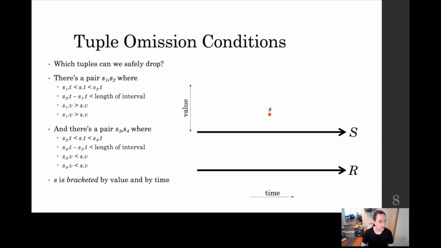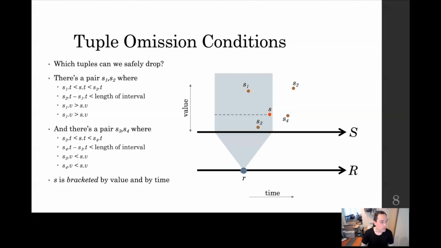Let's take a look at what that condition might look like. Let's try and omit s again. The first thing we need is a pair, S1 and S2. S1 and S2 have to occur on both sides of s temporally, but their distance can be no longer than the length of an interval. And finally, their values must both be above s. We call this an above pair or above bracket. Similarly, we need a pair below, S3 and S4. Again, we have the same conditions. The only difference is that their values must be below s. This is now a below bracket, and we can say that s is bracketed.